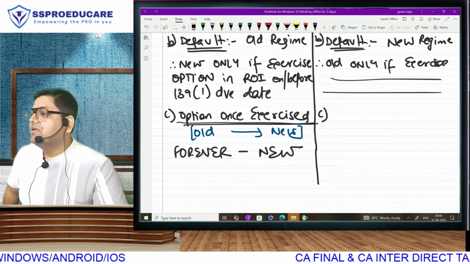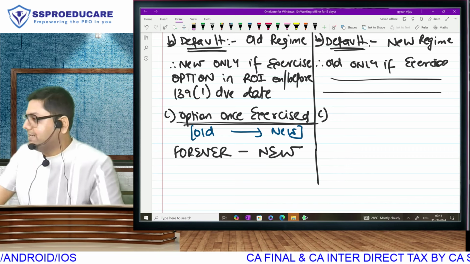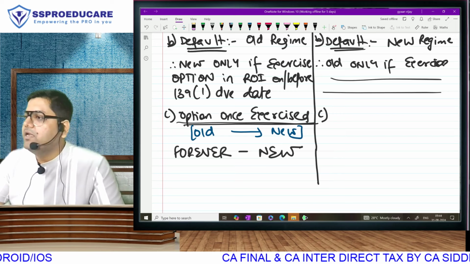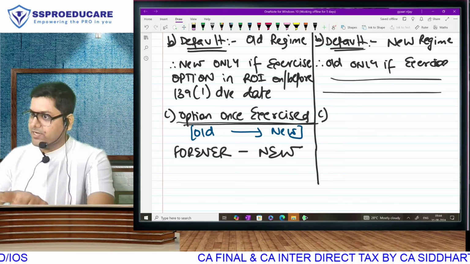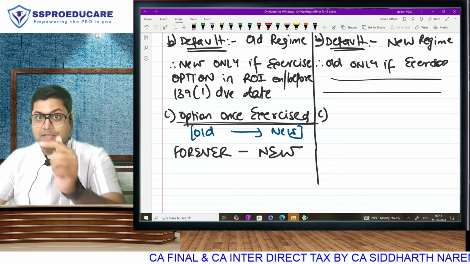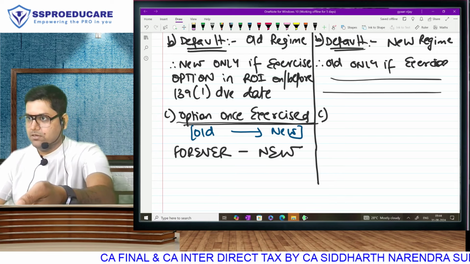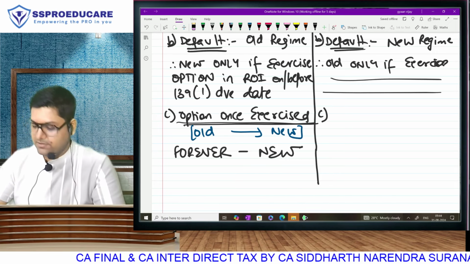But this right side is again confusing. Now, mentally come to the right side. Assessee covered: Individual, HUF, AOP, even if non-resident. By default, new regime. That means old will apply only if you exercise the option before the due date. But now what about this thing?